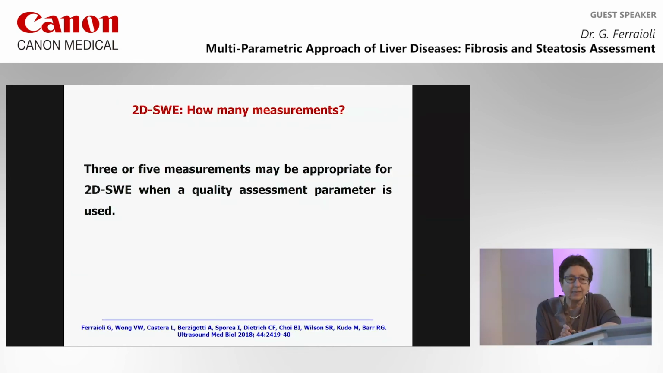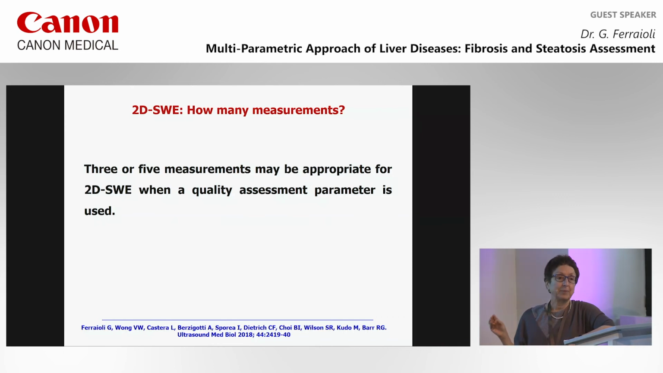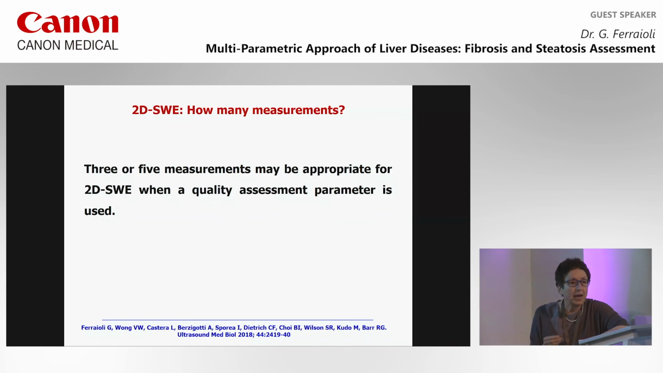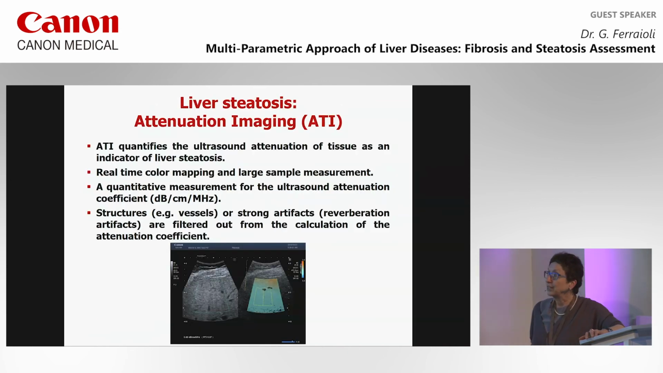On the other hand, in the updated guidelines of the World Federation, we have recommended 3 or 5 measurements when a quality assessment parameter is used. And in the case of the two-dimensional shear wave elastography available on the Canon system, we have the propagation map. And we have to stick to this very important and very reliable quality criterion.